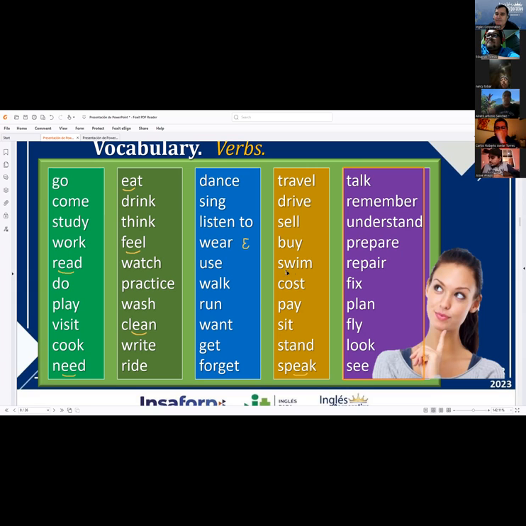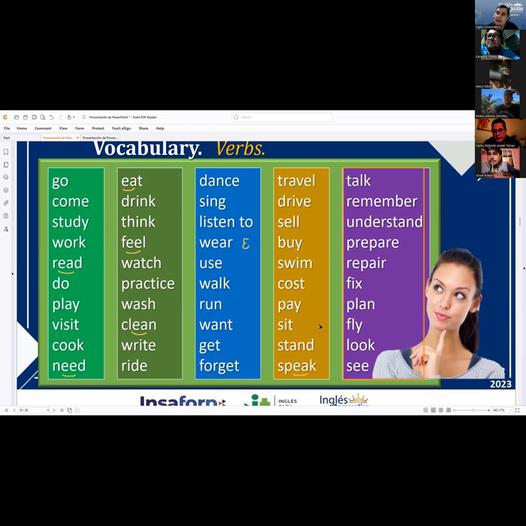Okay. Swim. I swim every day. I swim in the pool. I swim in the ocean. I swim in the river. Cost. The book costs $30. The shoes cost $150. I pay cash or I pay in cash. Okay. I pay with a credit card.